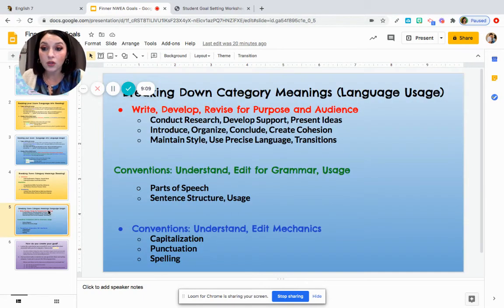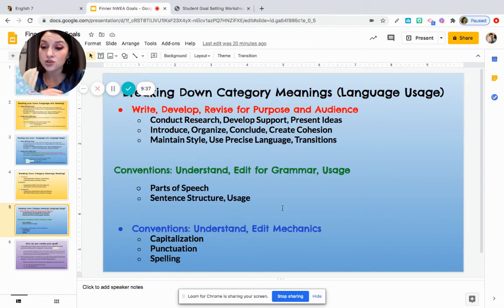Then if you go to the language usage portion, this is where our writing piece becomes super critical. So we're going to look at conducting research, which we've already done, right? When we did our Salem witch trials assignment, we did some research. We talked about reputable sources. We support our ideas with textual evidence, right? We don't jump to a conclusion. We draw a conclusion with evidence. It's, can you introduce your ideas? Can you organize them? Can they be cohesive and easy to understand?